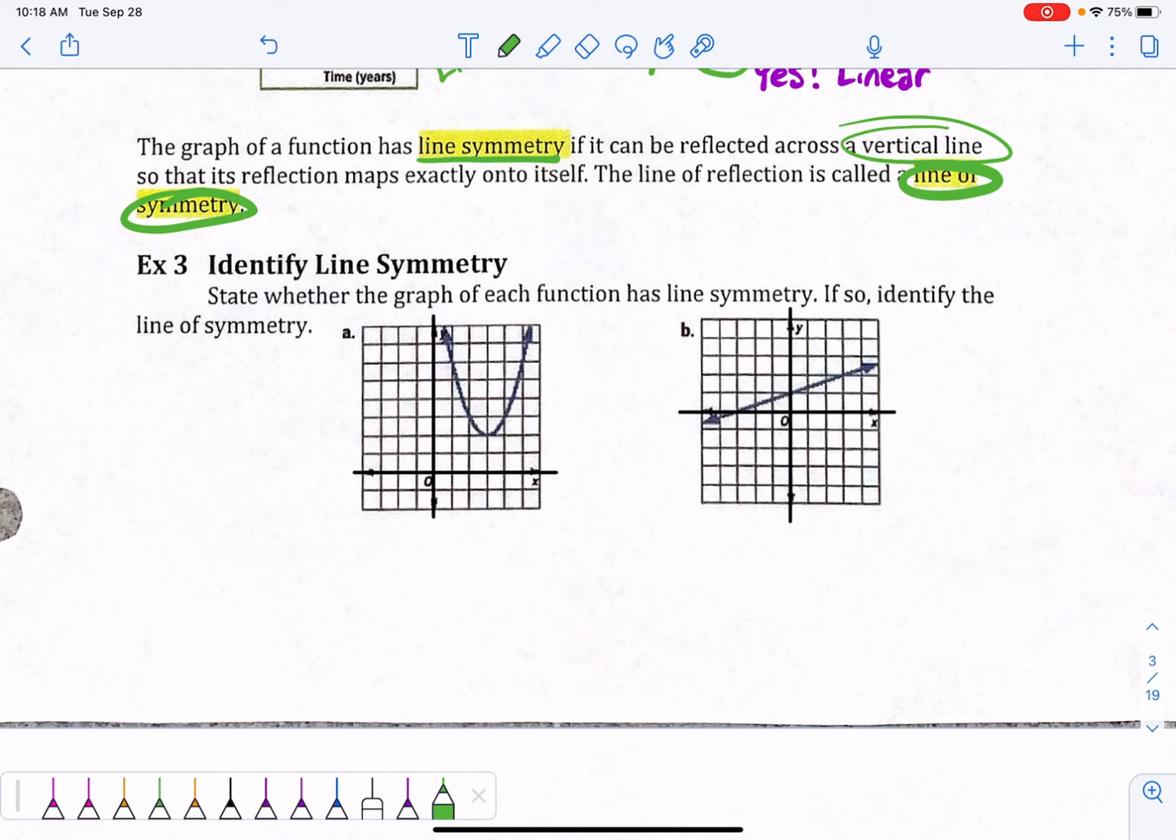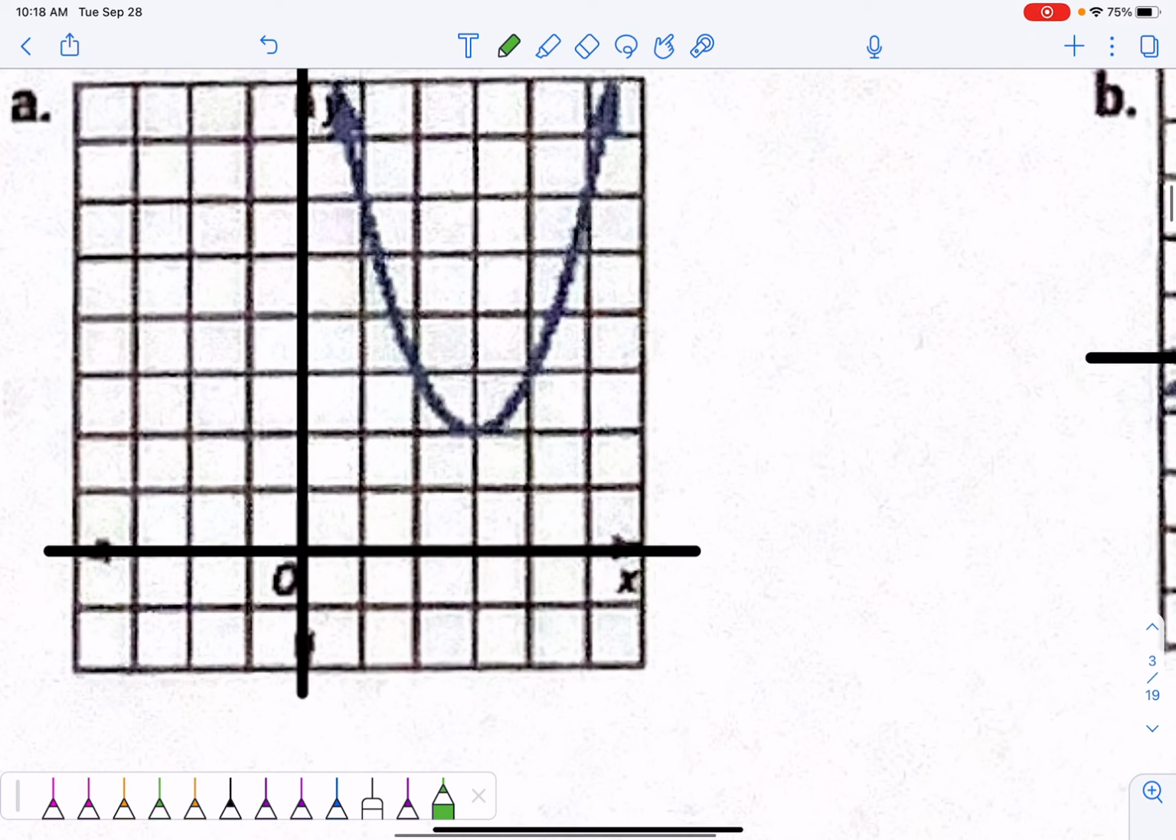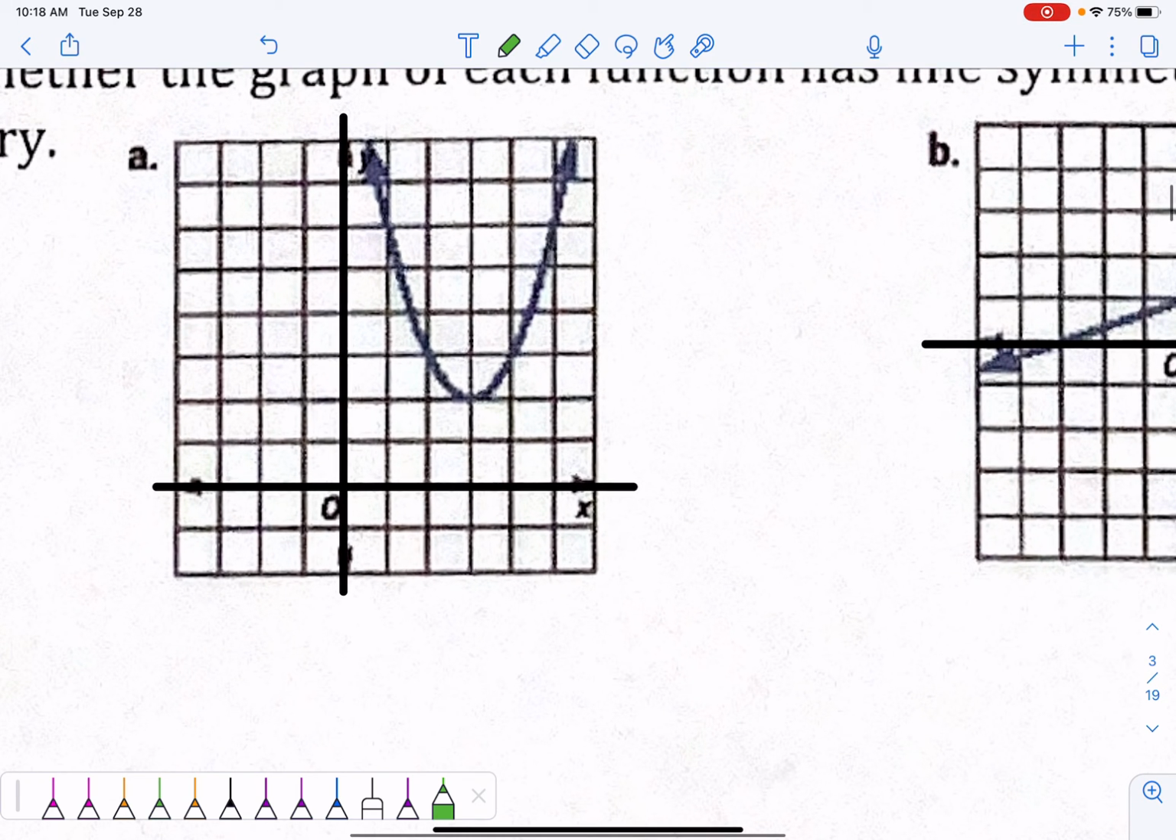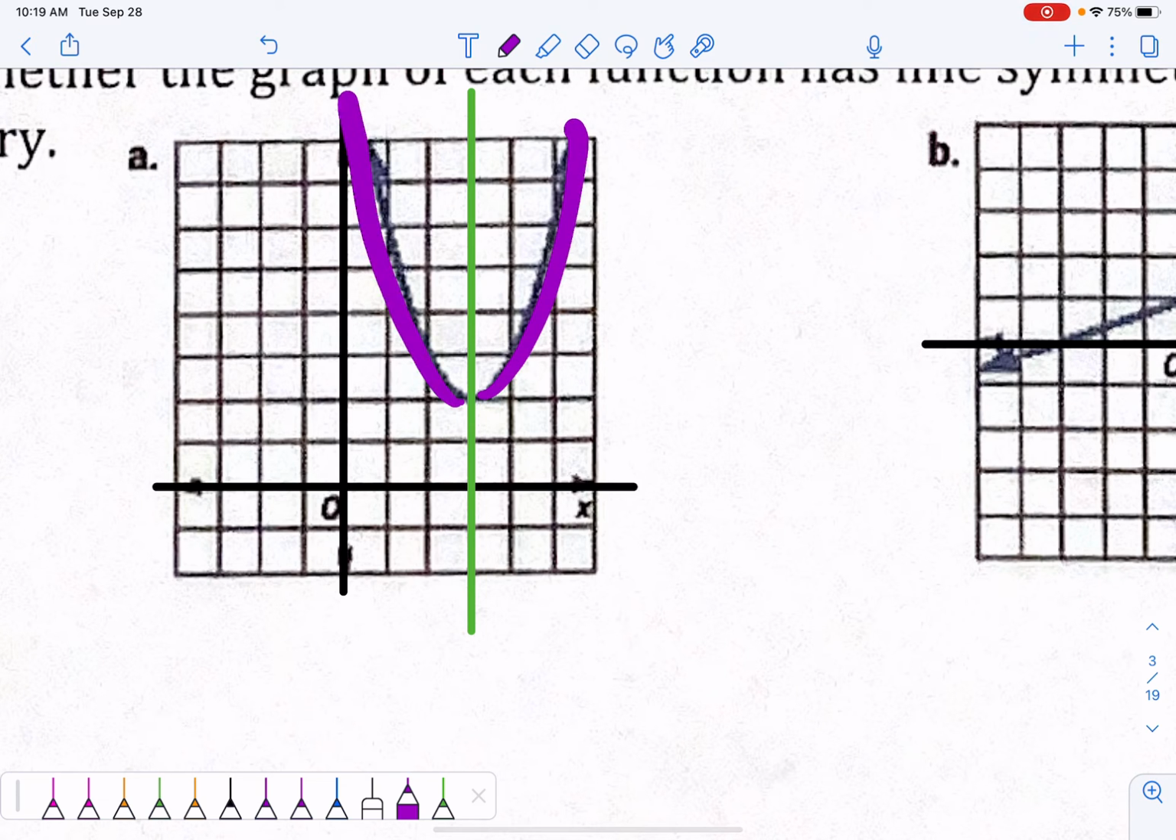If so, identify the line of symmetry. So we're looking at this parabola and we're saying, can I draw a vertical line straight up and down that goes through this parabola so that it's the same on both sides, or it maps onto itself? And sure I can. This guy right here, I can draw him there, and we see that this half is the same as this half, like he maps onto himself. So that works, and that green line is my line of symmetry.